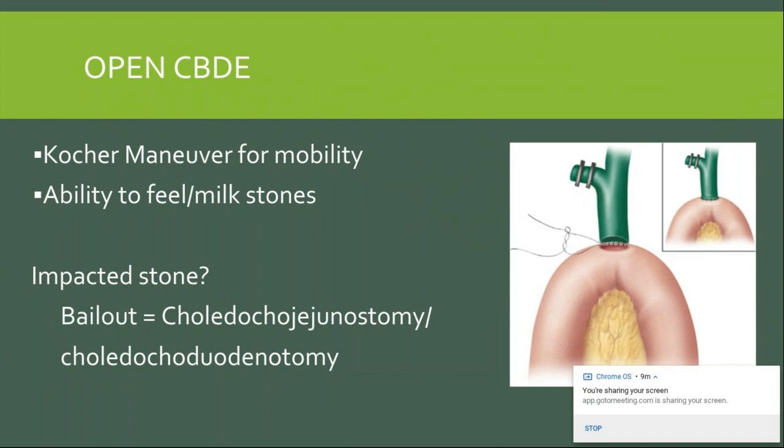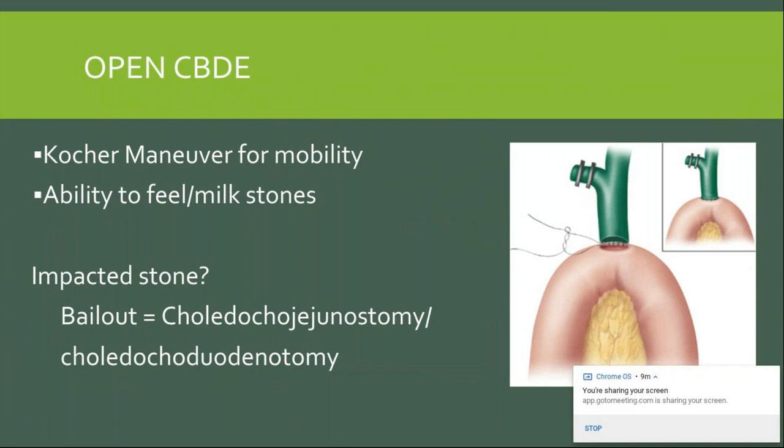And then the absolute bailout is if you've got a stone that's completely impacted and you're not able to get it out, the best thing to do is drain the biliary system with a choledochojejunostomy or a choledochoduodenostomy. And that's what I have pictured here.